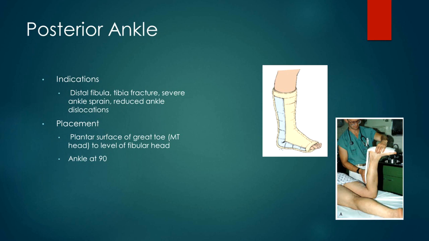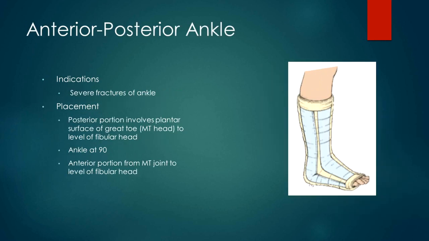Posterior ankle splint or posterior long, you want to make sure that it's for any distal fibula, tibia, severe ankle sprain, or reduced ankle dislocation. So you go from the plantar surface of the great toe to the level of the fibular head, and you want the ankle to be at 90 degrees.